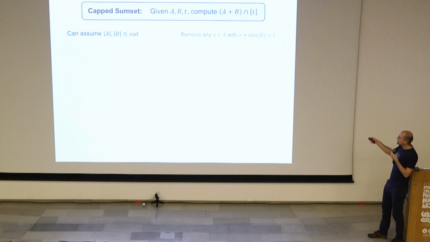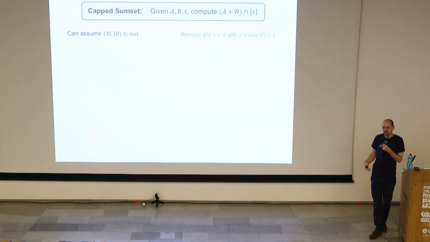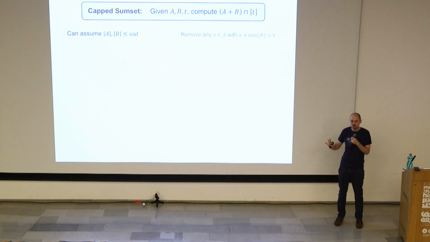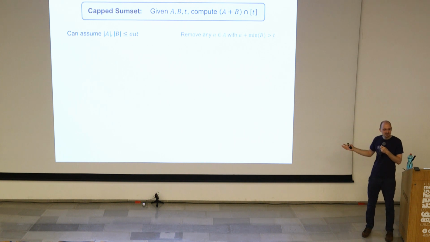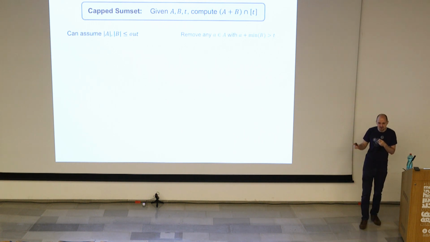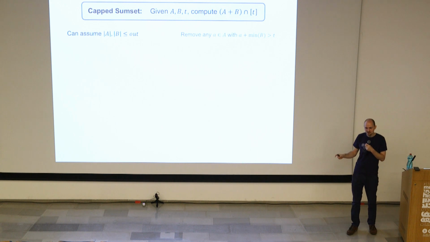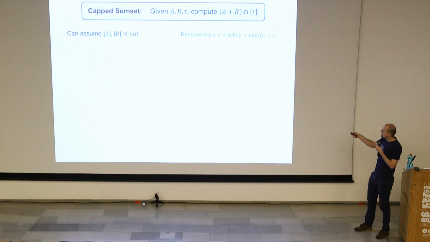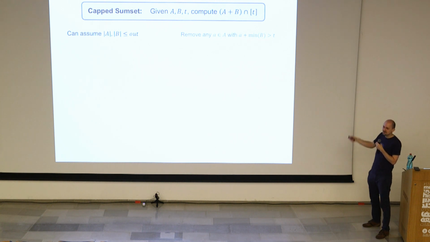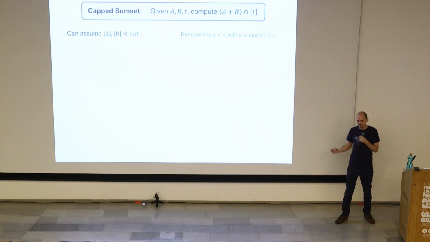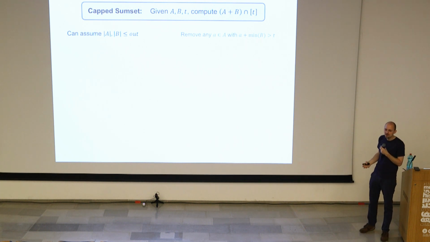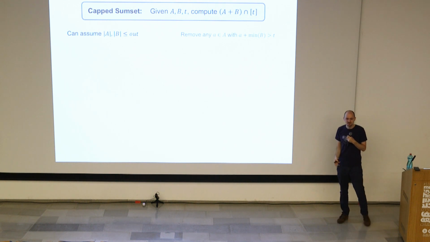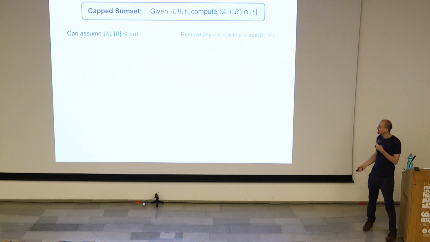So if we have a number in A such that A plus the minimum number of B is already larger than T, then we can certainly remove A. A is not part of any output sum. If we do this, then every number in A actually also corresponds to some sum in the output, and in particular, any number in A plus the minimum of B, all these numbers here are different and are part of the output. So the output size is at least the size of A, and symmetrically you can assume it also to be at least the size of B.